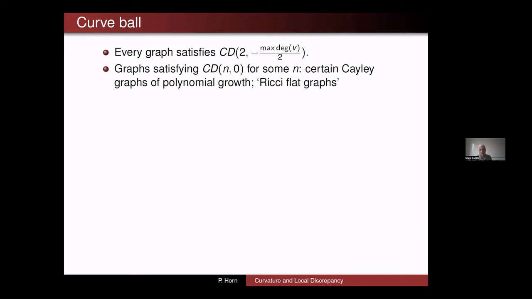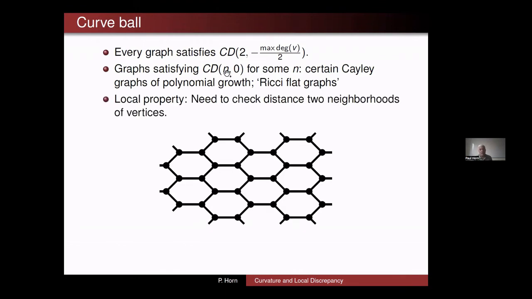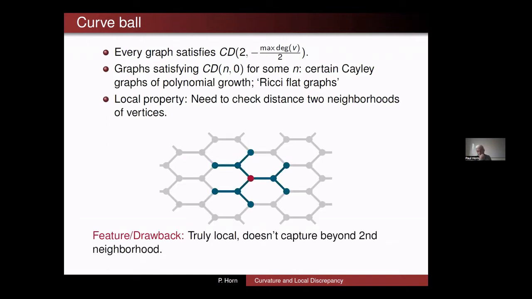Among these are very naturally ZD or abelian Cayley graphs. For instance, Chung and Yau some time ago introduced a class of Ricci flat graphs, well before people started using these definitions, but these turn out to be flat as well. It's a local property. That means I need to check distance to neighborhoods of vertices.